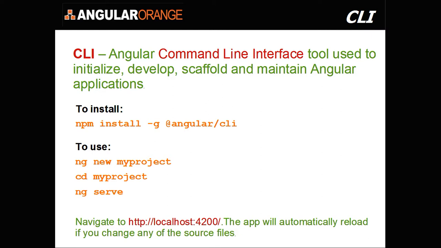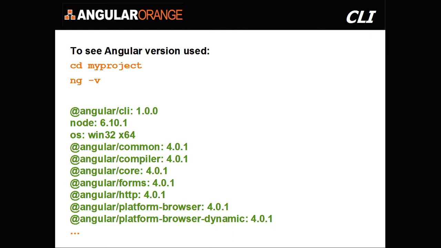Once your project is created, you will use Angular CLI for a number of different things. Okay, first of all, you could cd into your project and do an ng -v to see what version is being used. It'll show you the Angular CLI is version 1, your Node is version 6, and it'll show you all your packages that are installed for that project and what version you're using. And so this is a good way to determine whether you're using Angular 4 or not.